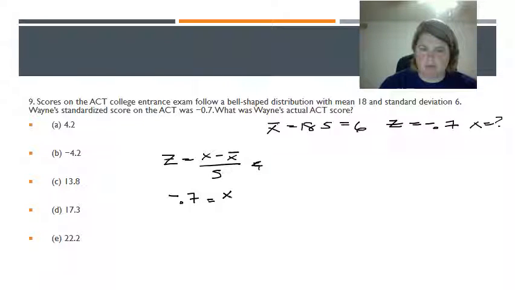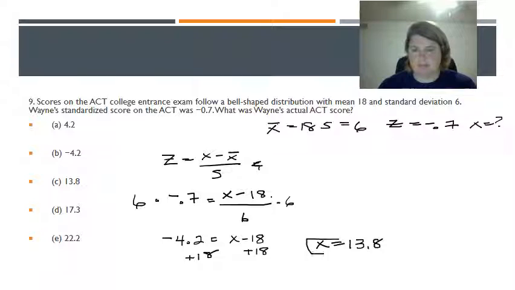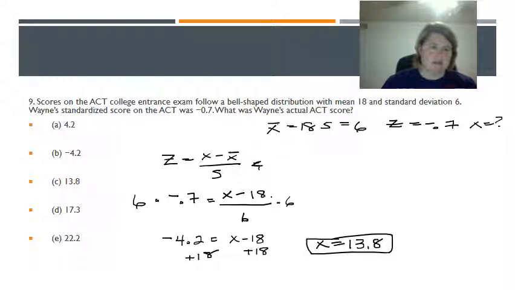X, we don't know what it is, so it stays the same, minus 18 divided by the standard deviation of 6. So all we do is solve. So multiply both sides by 6, and we get negative 4.2 equals x minus 18. Add 18 to both sides, and x is equal to 13.8. Yikes. Hopefully he plans on taking that again. All right.